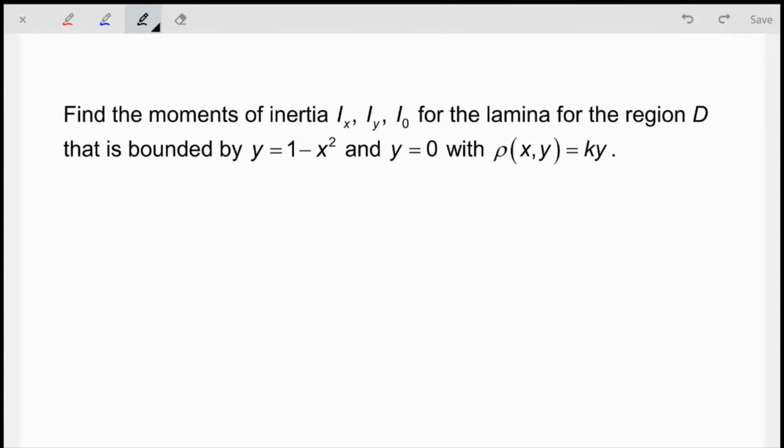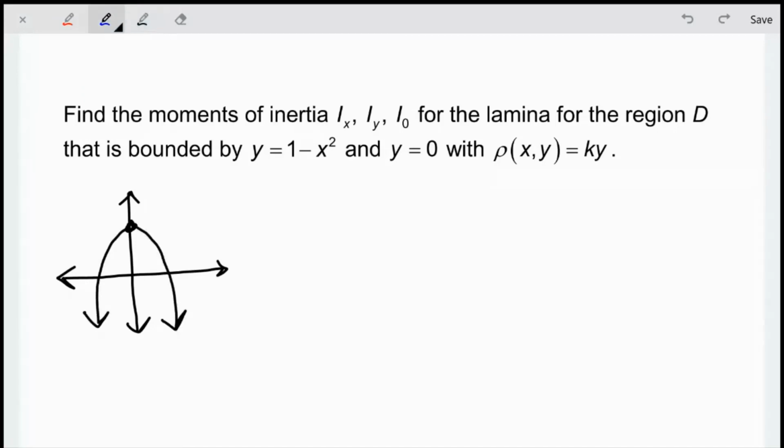Okay, so first of all, let's take a look at what we are describing here. We're looking at 1 minus x squared, which means we've got a parabola that has a y-intercept at (0, 1), and it opens down. So it's going to look something like that. And they're talking about also being bounded by y equals 0. So we're really looking at this region up in here, right? So that's the region that I'm looking at. And our density this time is k times y.